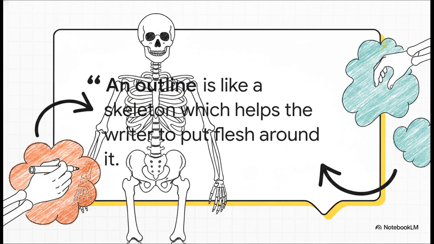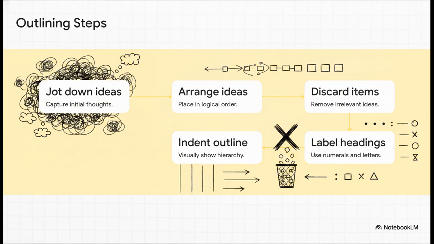As the writer, you use the outline like a skeleton, and you put flesh around those ideas. The reader, on the flip side, consumes your writing and mentally removes that flesh to understand the skeleton underneath. If your skeleton is weak, well, the whole structure just collapses. So how do we actually build that sturdy skeleton?